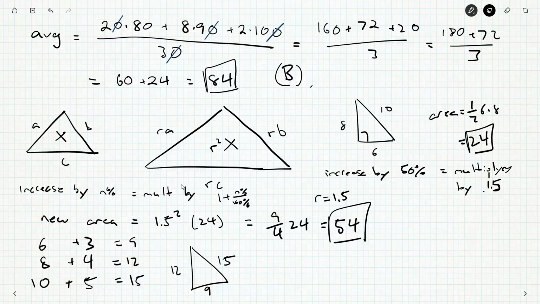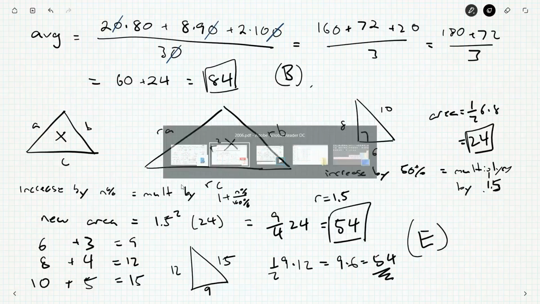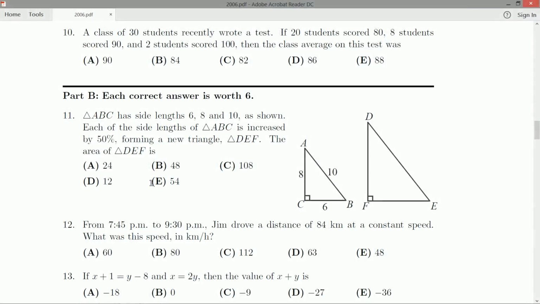And we can still do the 1/2 base times height. 1/2 of 12 is 6, and we get 9 times 6, so again, 54. So either way, what did I say that was? That was E, right? Yeah, E. And that's our answer for 11.